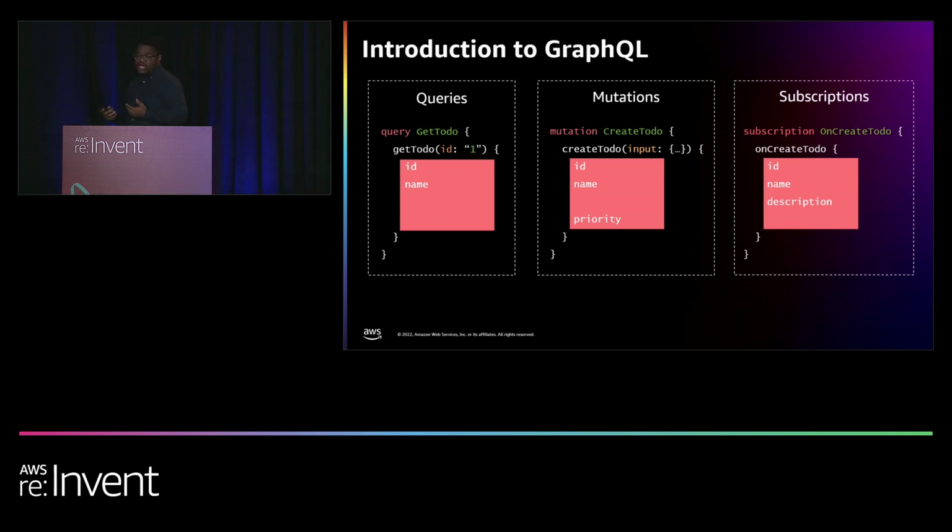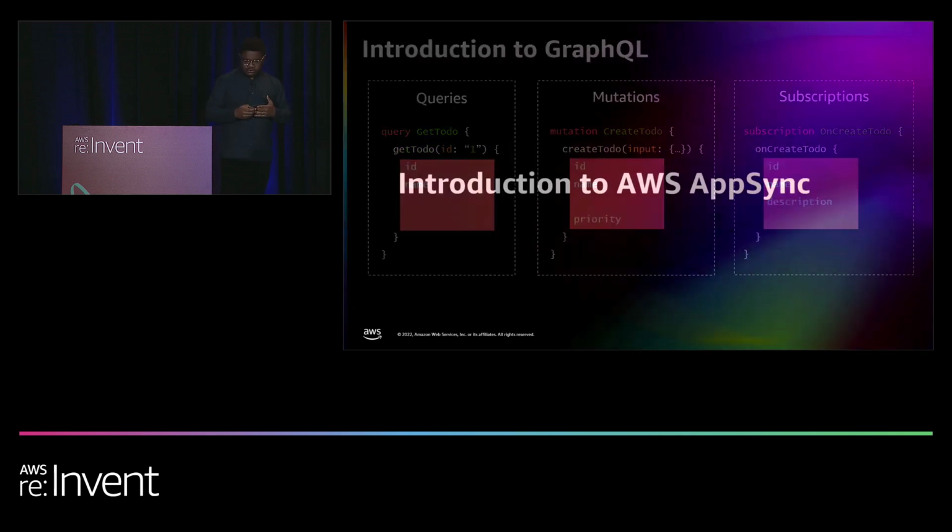So here you can see we are setting a subscription for any new to-do that has been created to notify the client. And you can see something as well with this set of operations. Here we are defining ID and name for the get to do. So you have the flexibility to return only the data you need from your data store.